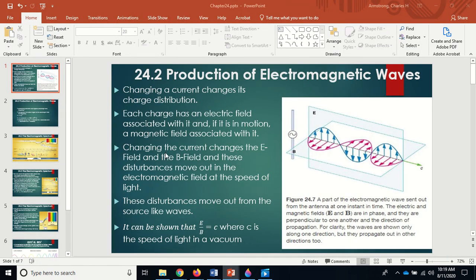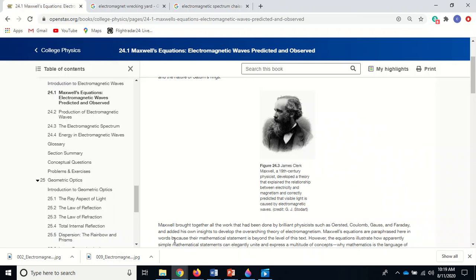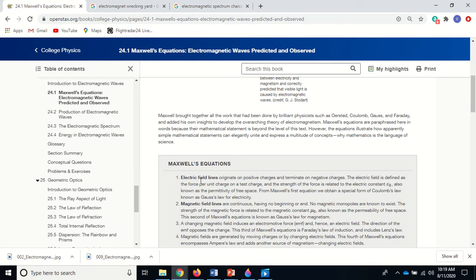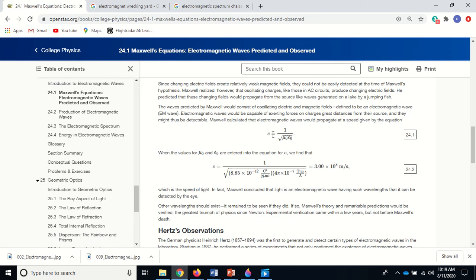I started on 24.2, and the reason being there's like one little thing in 24.1. I guess this equation we want to be able to understand. That's the speed of light c, and then you've got the two. We've already looked into these, so you can see the numbers that they're equal to.